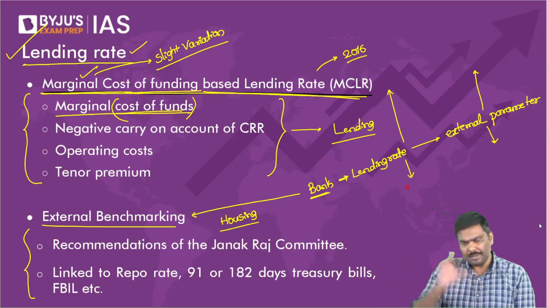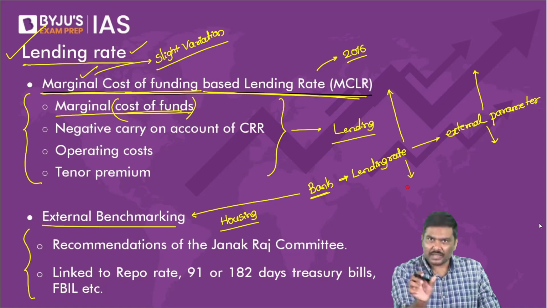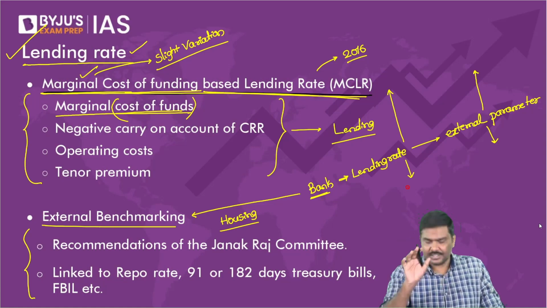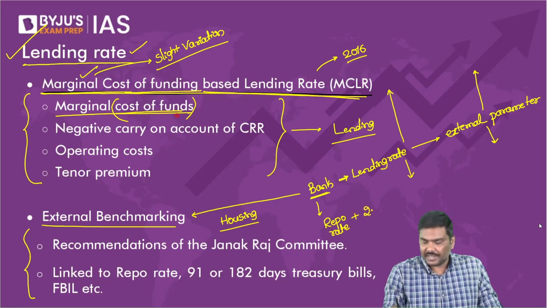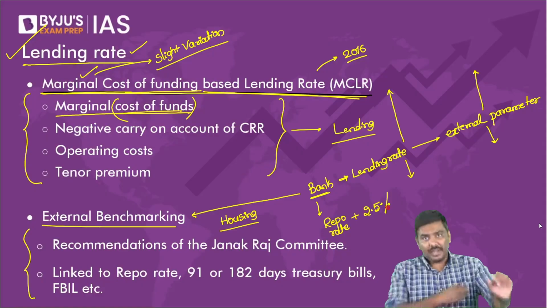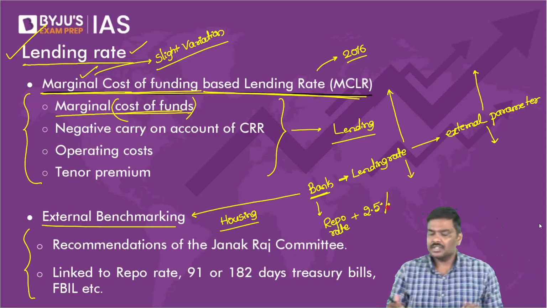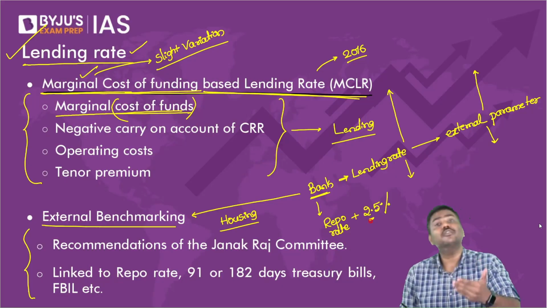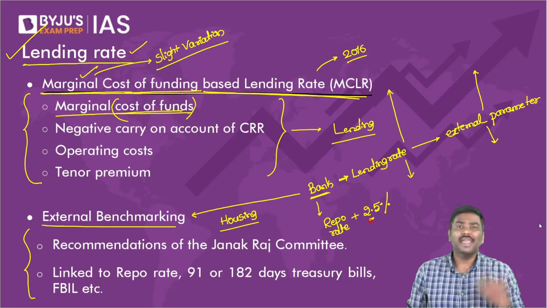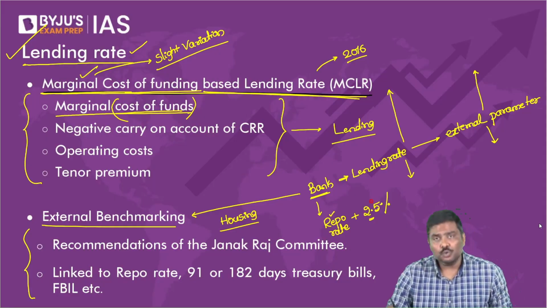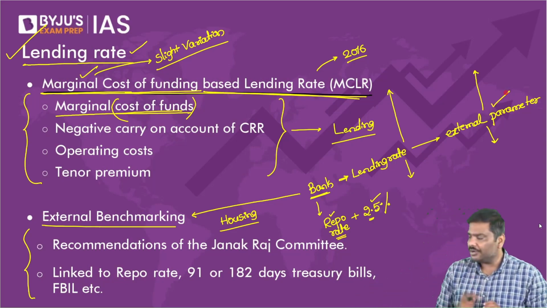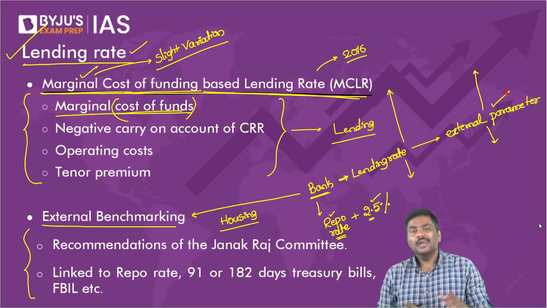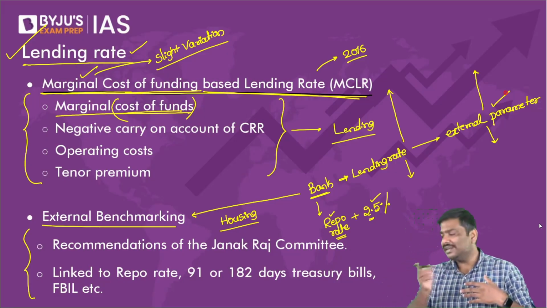Let me prove it to you. Imagine this is how the bank will provide a housing loan to you. They'll say this housing loan will have a lending rate of repo rate plus 2.5%. Sir, why this 2.5%? My dear, profit, cost of operations, etc. So repo rate plus 2.5%. Now, can I say repo rate is this external parameter that I'm talking about? Anybody has a problem?